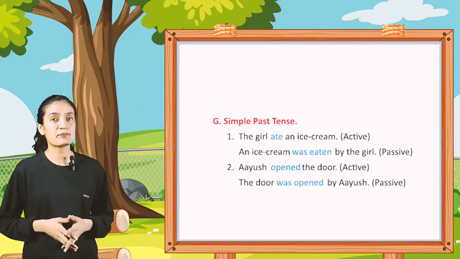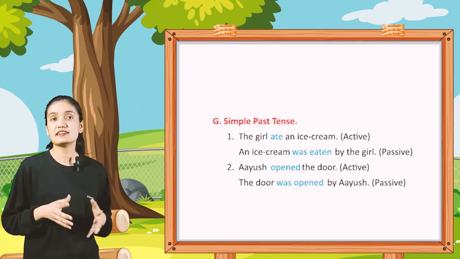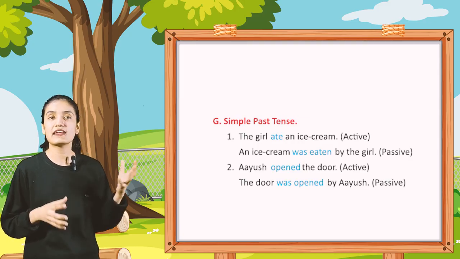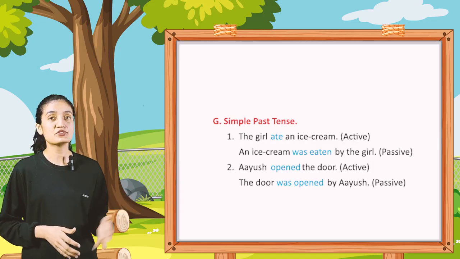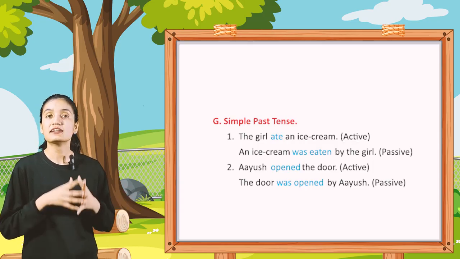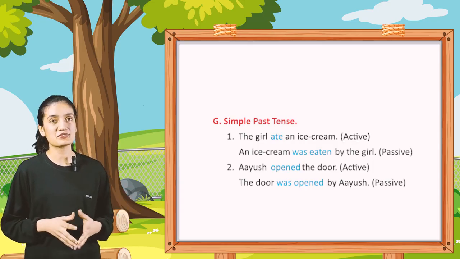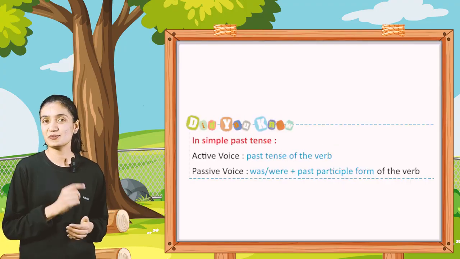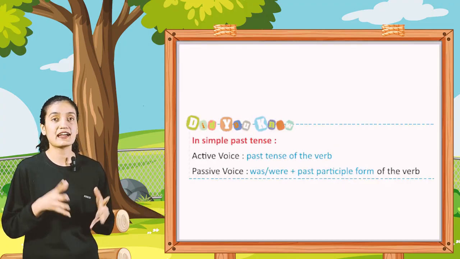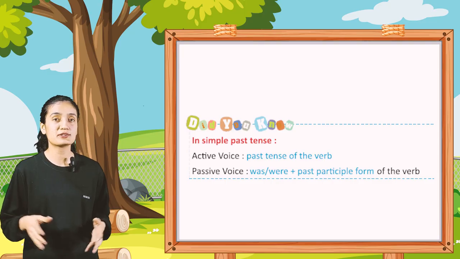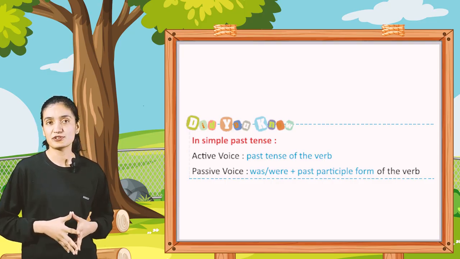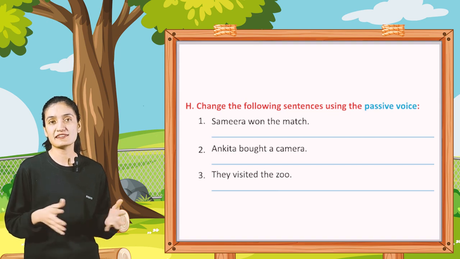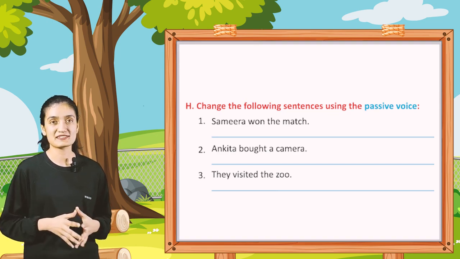G. Simple past tense. First, the girl ate an ice cream. Active. An ice cream was eaten by the girl. Passive. Second, Ayush opened the door. Active. The door was opened by Ayush. Passive. Now kids, did you know? In simple past tense, active voice, past tense of the verb, passive voice, was, were plus past participle form of the verb.